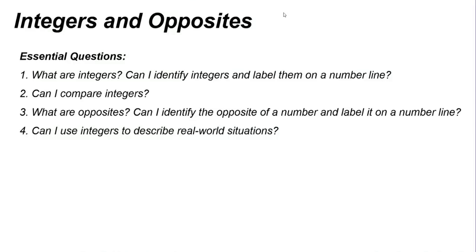So if there's any of these questions that you can't answer, make sure you ask questions about those at the end. So the essential questions for this video are, what are integers? One of our objectives is knowing and identifying what an integer is, and can I label them on the number line? So can I find these types of numbers on the number line? And then once I do that, can I compare the integers? Can I tell which ones are greater or which ones are smaller? Or can I put them in order from least to greatest?